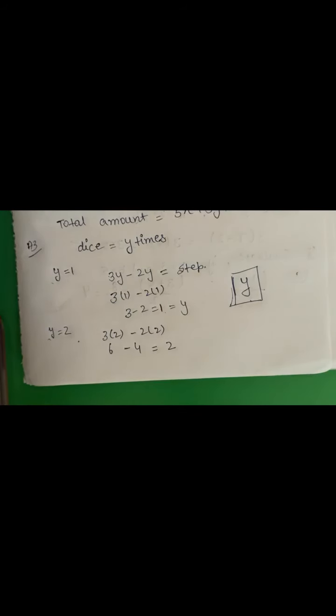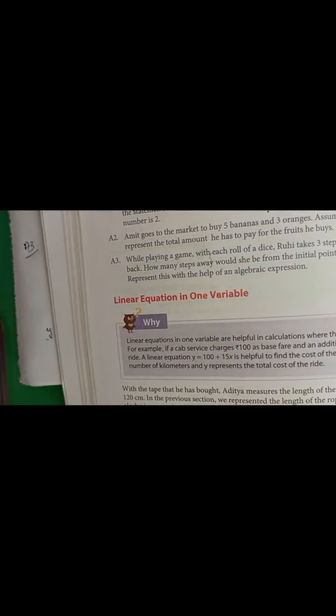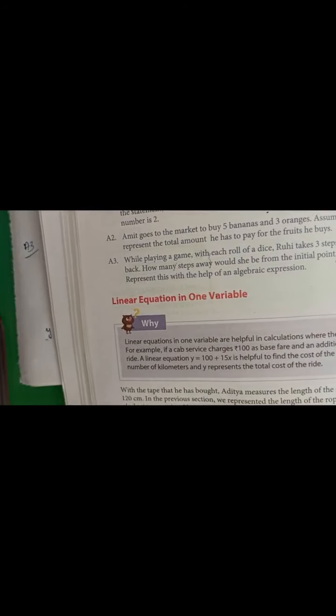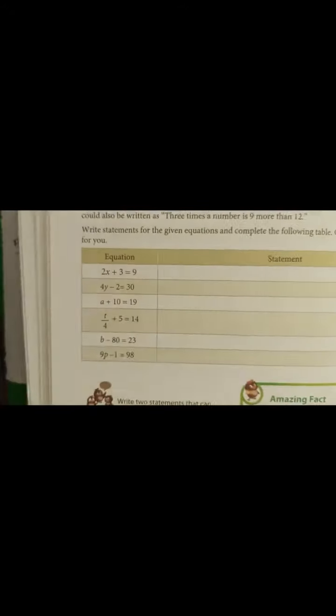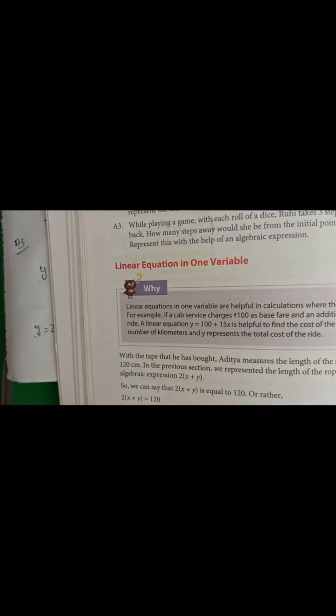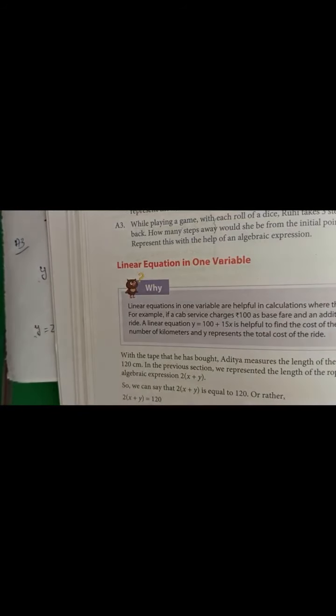Clear? So this is about our exercise 13.1, which we have completed today. Students, if you have any doubt or any question, you can comment and ask. After this, our next topic is linear equations in one variable. In this exercise, we have studied the equations with 1 and 2 variables. But in the next exercise, we will make equations from statements also, and we will solve the equations also. So clear, students? If anyone has any doubt, you can comment and ask.